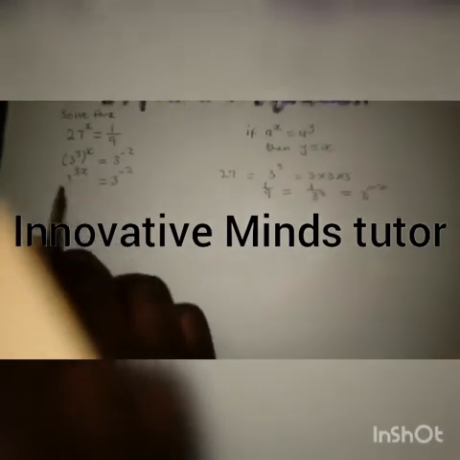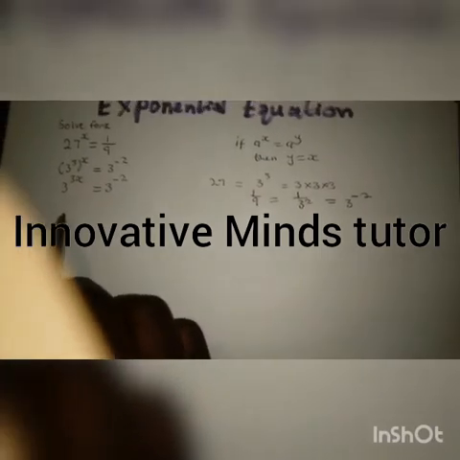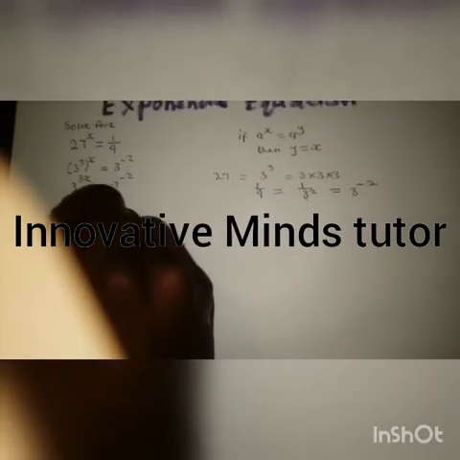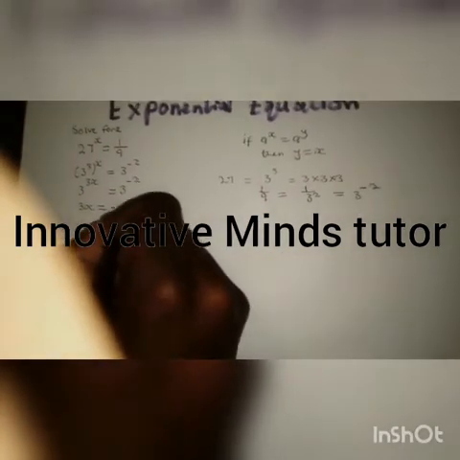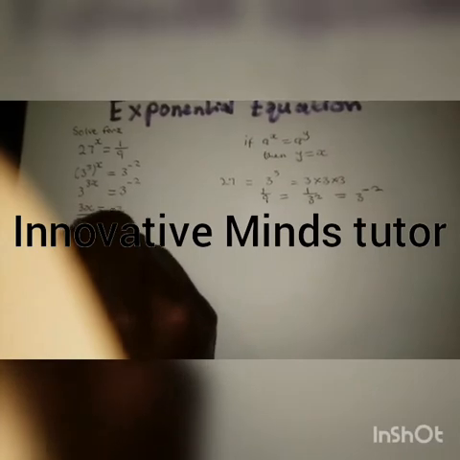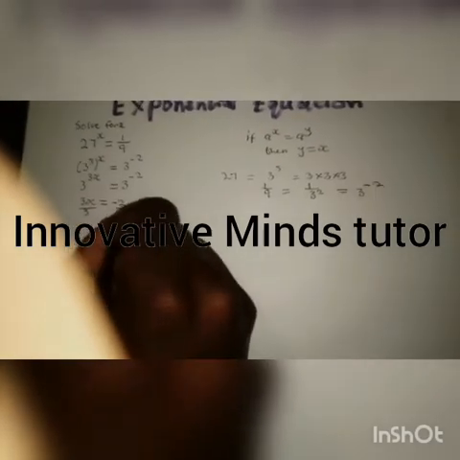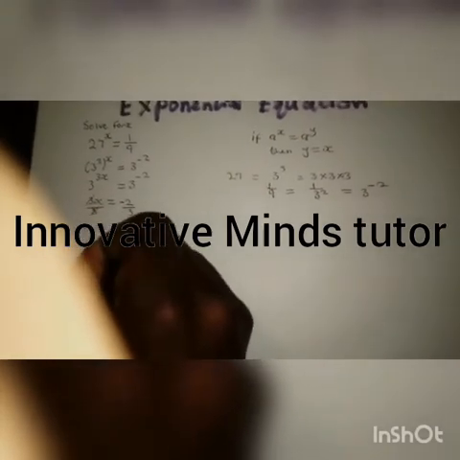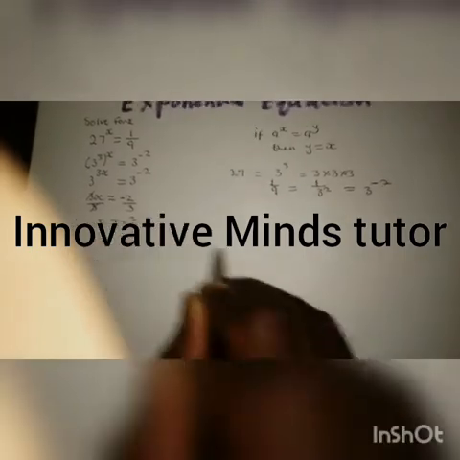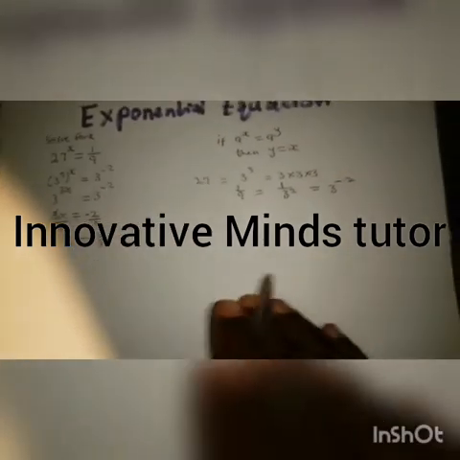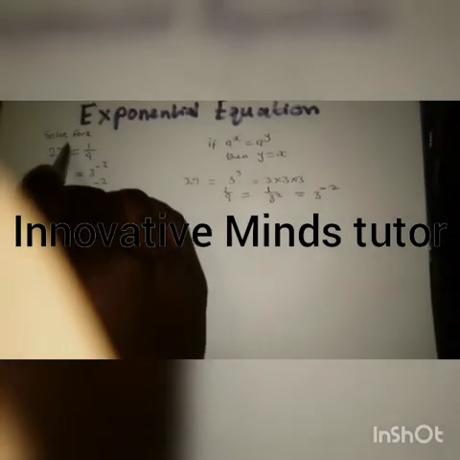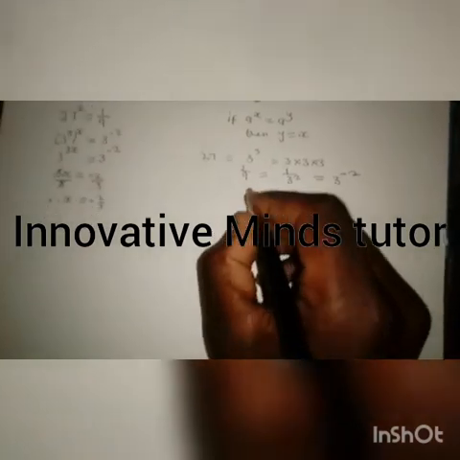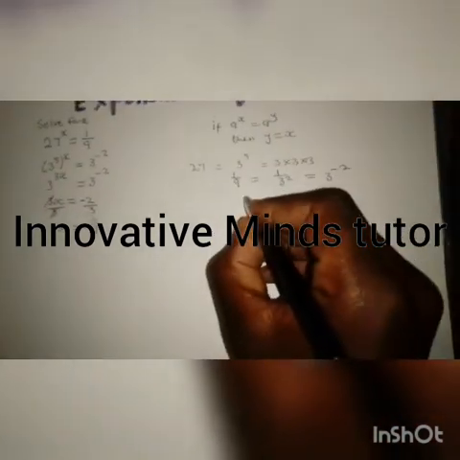Now our second step is to drop the exponents according to this property. So 3x will be equated to negative 2. Then the third step is to make x the subject by dividing both sides by 3. Therefore, finally, x is equal to negative 2 all over 3. We can also check by substituting for x here. It's very important that you check your solution. Ensure that you check your solution before you attempt other questions.